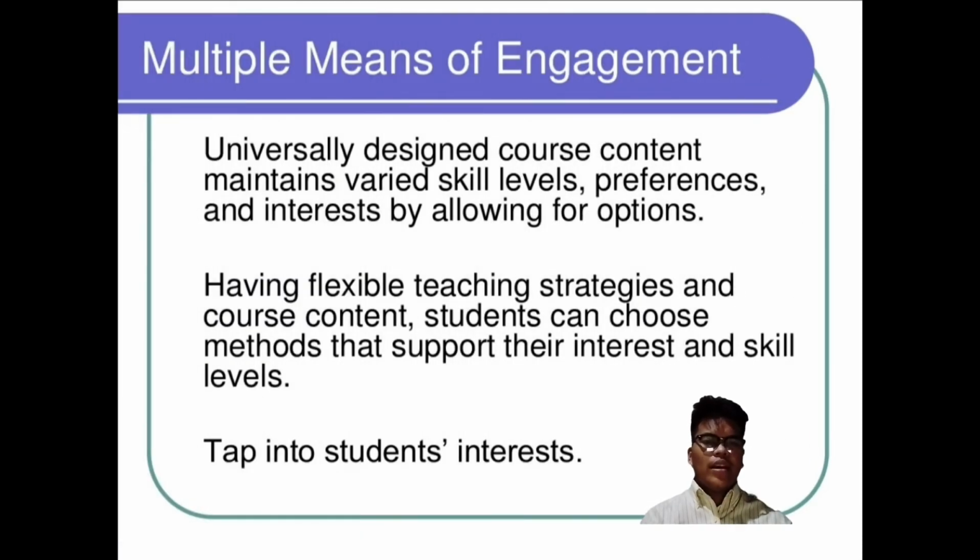So the next principle is the multiple means of engagement. Universally designed course content maintains varied skill levels, preferences, and interests by allowing for options. Having flexible teaching strategies and course content, students can choose methods that support their interest and skill levels. Tap into students' interest. So, how does this look in a classroom? Students would choose their preferred method of learning new material.